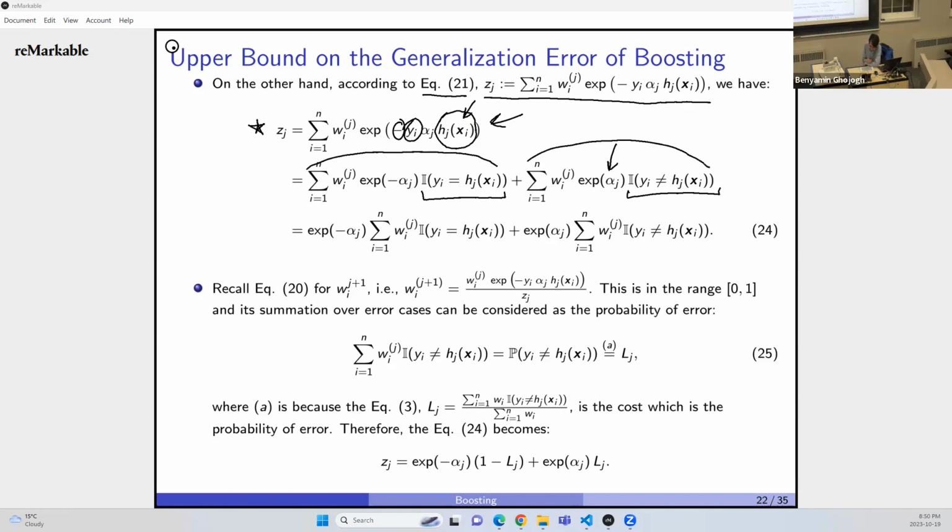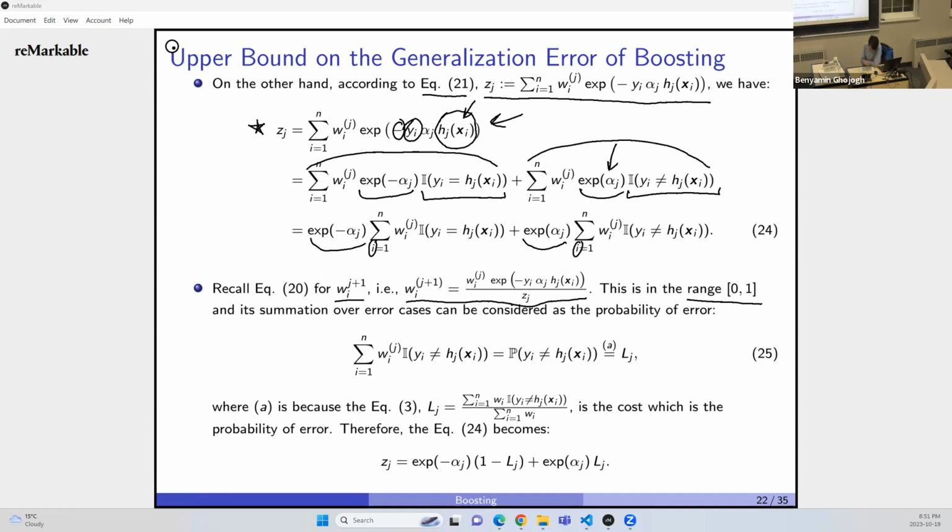Okay. Now, what happens? This, I bring it out of the summation. This also, I bring it out of the summation. Okay, agreed? Then what happens? I can bring it out because they are not dependent on i. Now, recall equation 20 for Wij plus 1. This was equation 20, the normalized weights, right? So this is in the range between 0 and 1, right?